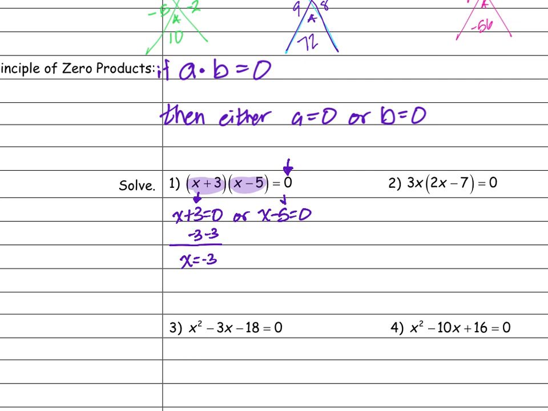Now I'm going to go to the second equation and solve for that one. This one says x minus 5 equals 0. What am I going to do on this one? I'm going to add 5, right? Because it says minus, I'm going to do the opposite. So x equals 5. So I have 2 answers: x equals negative 3 or 5. Notice there's no parentheses around here because this is not a point. These are just x values. So it's just negative 3 comma 5. That's it, done.